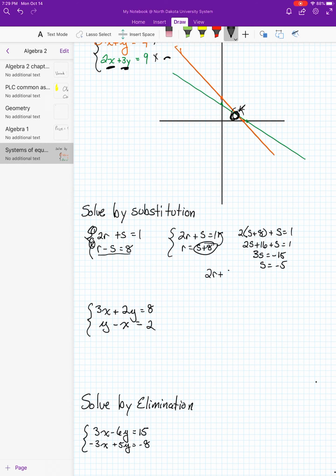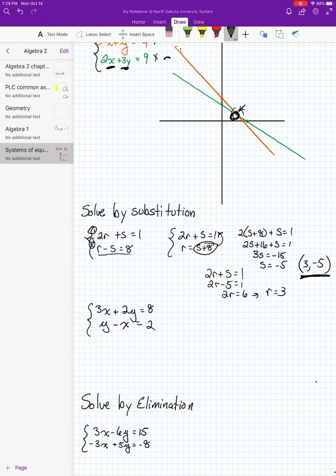Doesn't have to be, by the way. Just what I'm going to do. So 2r minus 5 equals 1. I'm going to write my coordinate pair in alphabetical order and get 3, -5.